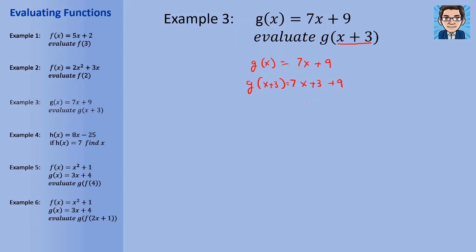Now I want to show you a common mistake here. If you would go, okay, that's 7x, and combine the 9 and the 3, you would get the wrong answer. So anytime you put in the x plus 3, the whole thing is going in for x. So the easiest way to do that is to put parentheses around what you're putting in, because all of that has to be in for x. So then here, the 7 has to be multiplied by the x and by the 3. So we're going to get 7x plus 21 plus 9, or 7x plus 30. So the g of x plus 3 is going to be 7x plus 30.